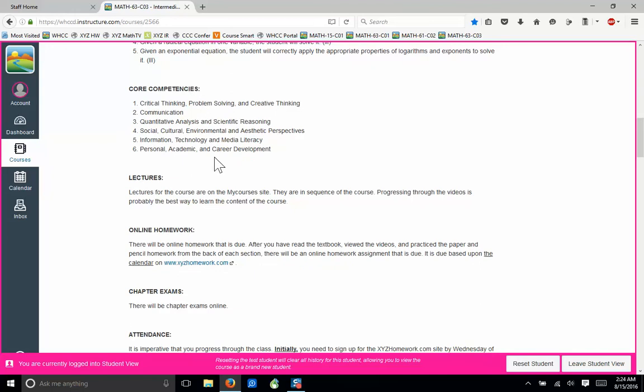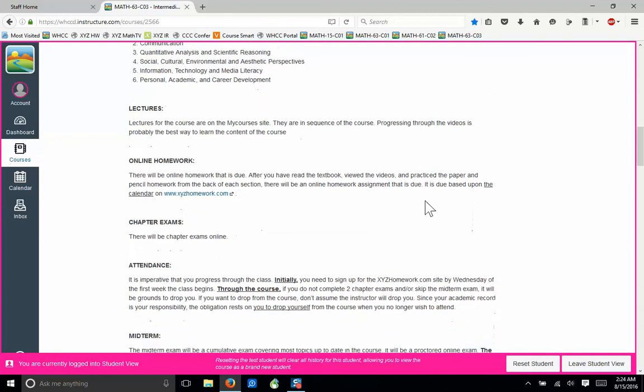Those are sort of like the themes of learning at West Hills College. If you've taken any class whatsoever at West Hills College, it should fall under one of these 6 categories. All right, but let's go on to the more important stuff here.